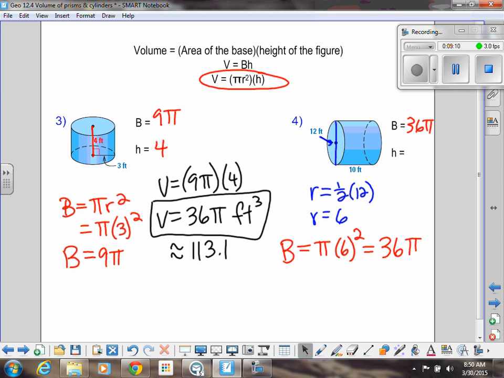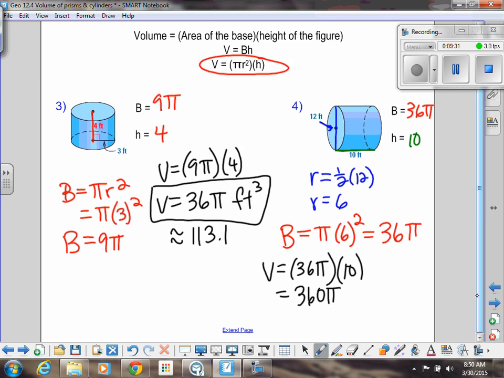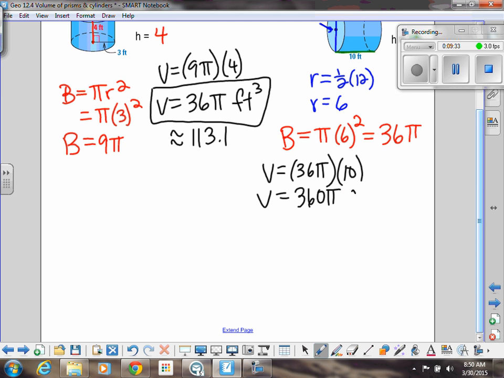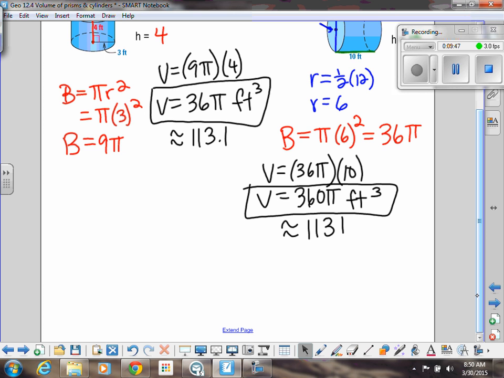And then my height of my cylinder, remember that goes from circle to circle, so that goes this way. That's 10. So my volume is going to be base, which is 36 pi, times my height, which is 10. So that'll be 360 times pi. So it's really just 10 times more than our last answer. And that's in feet still. And if I wanted to round that, that should be about 1,131. So we'll do more practice with volume in class.